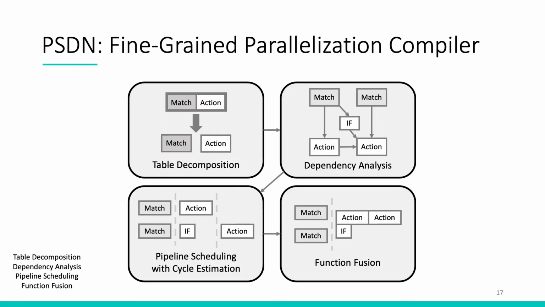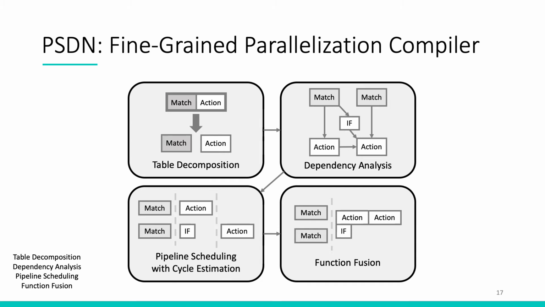This work proposes a fine-grained parallelization compiler called PSDN for network function programs. The PSDN compiler consists of four parts: table decomposition, dependency analysis, pipeline scheduling, and function fusion. The table decomposer decomposes a table into a match and an action. With the decomposed match and action functions, the dependency analyzer draws a program dependence graph.